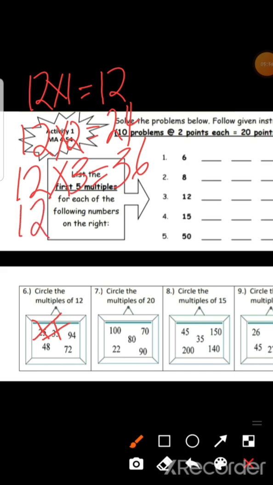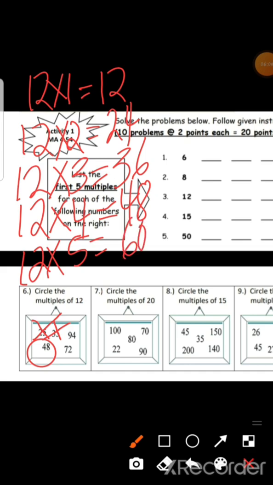So I continue finding for the multiples by multiplying by the next natural number. In this case, it's times 4. 12 times 4 gives me 48. That's right. I see that you have spot 48. So that means that 48 is our first multiple for 12 in this set here. Then I continue by multiplying 12 times 5. 12 times 5 gives me 60. I don't see 60 there, so I continue because I have two more numbers to find out if they are multiples.